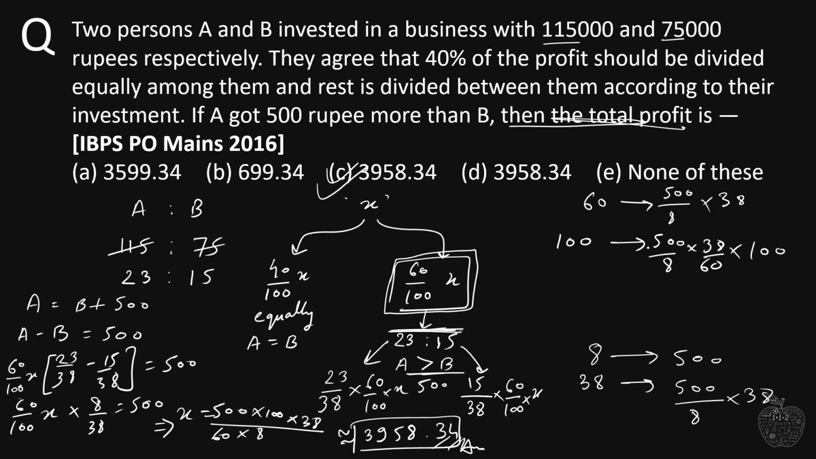And this is the same thing. If you pay attention, this is the same as what we got when solving the equation, which is 500 into 100 into 38 divided by 60 into 8. Here the same thing, 500 into 38 into 100 divided by 8 into 60. And we have got the same answer, which upon solving is 3958.33, or I can say 0.34. Again we have got the same answer, and this is our required answer. Option C here is the correct one. So this is how we solve the question.